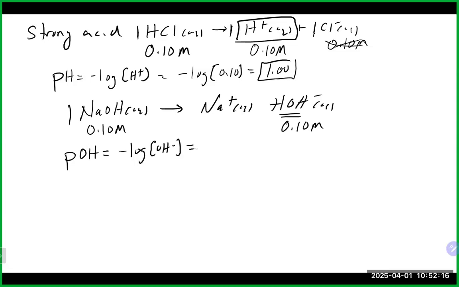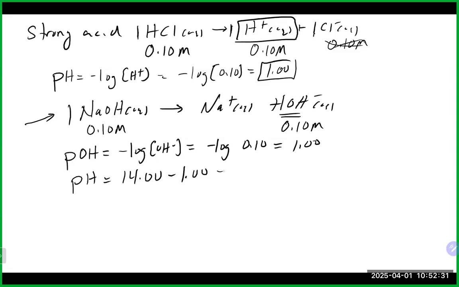And again, here we would put that in, minus a log of 0.1, going to give us 1 for our pOH, which, if you know that is a base, would not make sense if you thought it was the pH, but you could get the pH by taking 14 minus 1. That's going to be a pH of 13, which is basic and would make sense for our strong base.